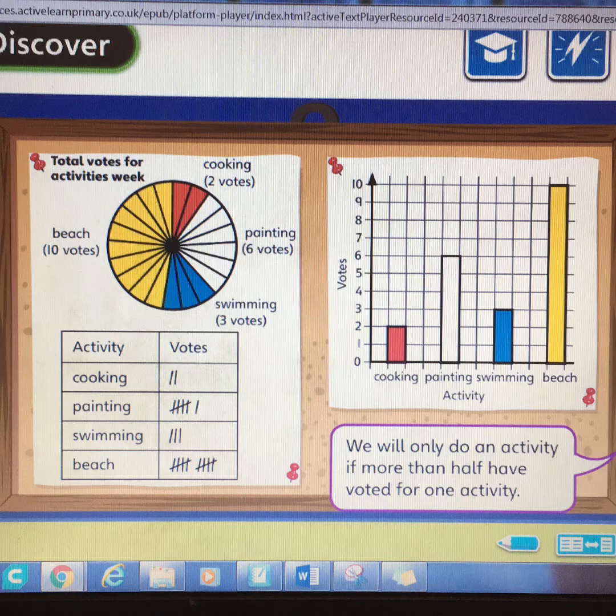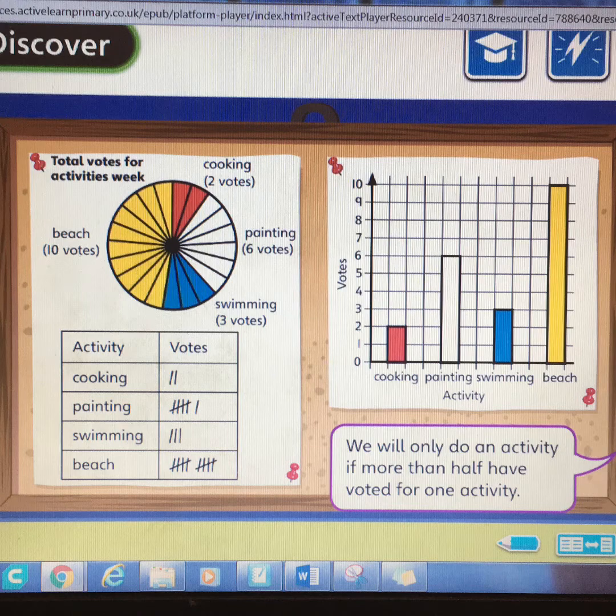And rather than calling it a circle chart, they've been a little bit more adventurous and called it a pie chart. Underneath that, you can see a table that's got a tally system. So for 5, you put the little gate across it and then carry on for the next 5. And on the right, we've got a bar chart, or a bar graph, you might hear it called, which shows all of the data for cooking, painting, swimming, and the beach.